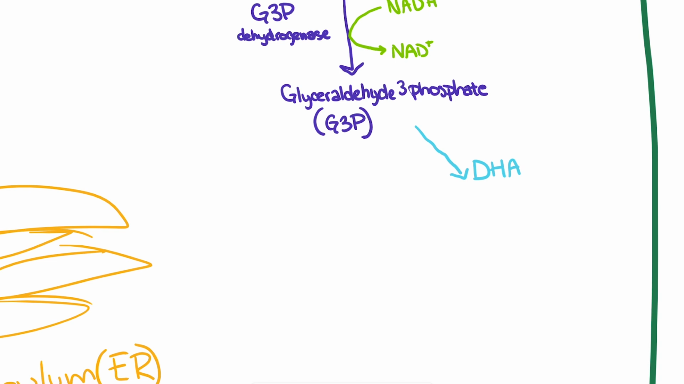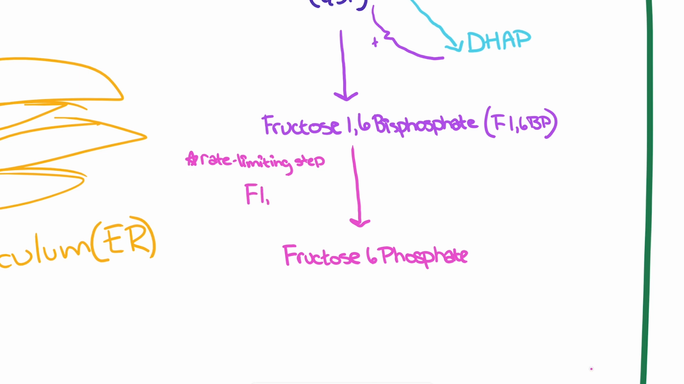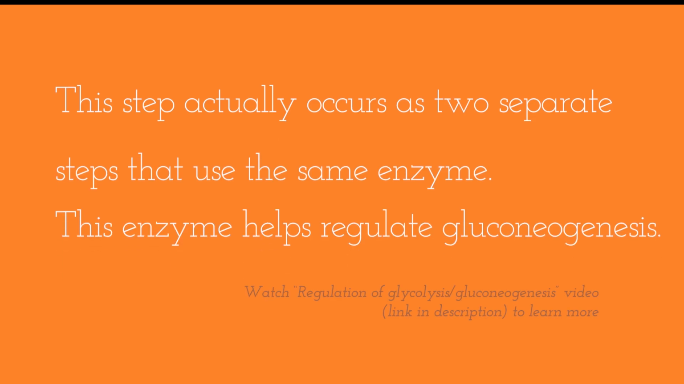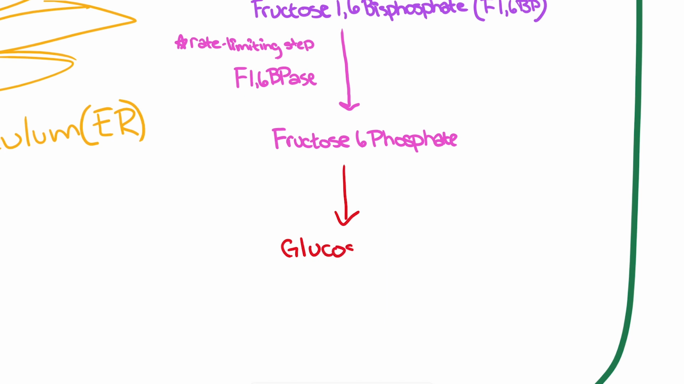G3P is used to make DHAP, and those combine together to make fructose 1,6-bisphosphate, then converted to fructose 6-phosphate, and this is the rate-limiting step of gluconeogenesis. Because fructose 1,6-bisphosphate can be abbreviated F16BP, the enzyme that does this is called F16BPase. The last step of gluconeogenesis converts fructose 6-phosphate to glucose 6-phosphate.